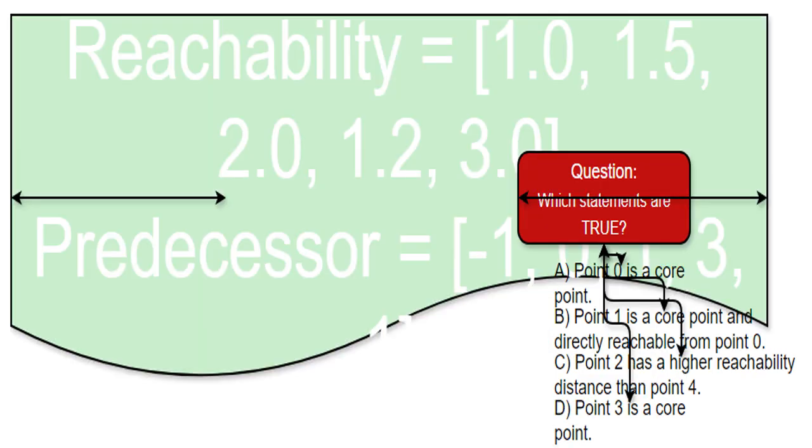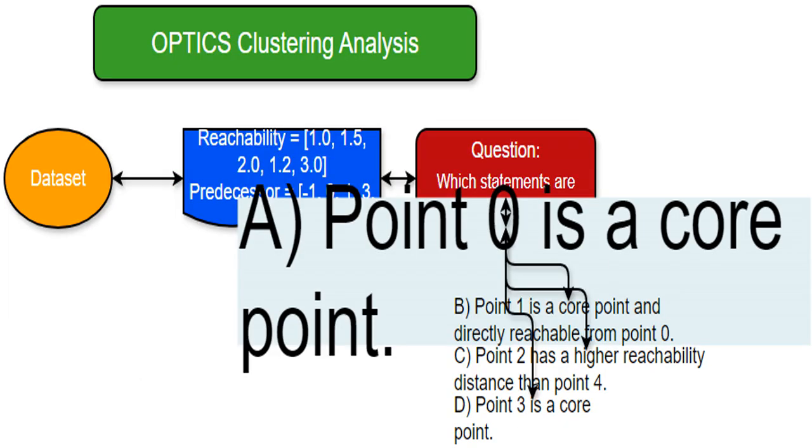I'm evaluating some statements regarding data point properties within the cluster analysis. Specifically, I'm determining which statements are true based on the reachability and predecessor information. I'm checking if point 0 is a core point. A core point has enough neighbors within its epsilon radius, a predefined distance. Point 0 has a reachability of 1.0. Since it is also a starting point, predecessor equals -1. It must be a core point.